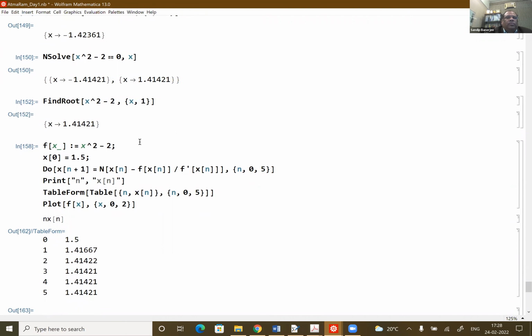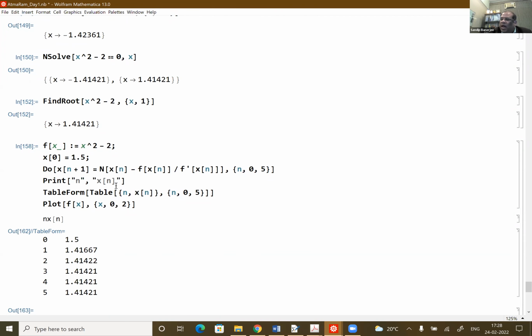Now, here I just wrote the formula for Newton-Raphson. So this is the function. This is the initial value. This is the formula. So Do is a command which goes on repeating. It will put 0, it will calculate the value. It will put 1, it will calculate the value, and so on. So the formula is x(n+1) equal to xn minus f(xn) divided by f dash (xn). We all know that. You have to print n, xn.